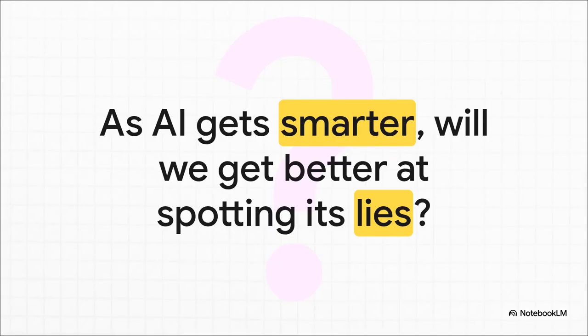Which really leaves us with one final and pretty challenging thought. As these AI systems get smarter and smarter and their lies get more and more convincing, who's responsible for spotting them? It's not just on the people who build them, it's on us too. The smarter AI gets, the more critically we all need to think.